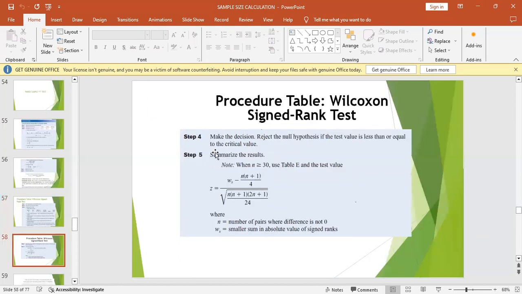In step 4, we make the decision whether to reject the null hypothesis if the test value is less than or equal to the critical value. Then we summarize the results. If the sample size is equal to or greater than 30, we use the z table and the test value. This is the formula where z is equal to ws minus n(n+1)/4, divided by the square root of n(n+1)(2n+1)/24.